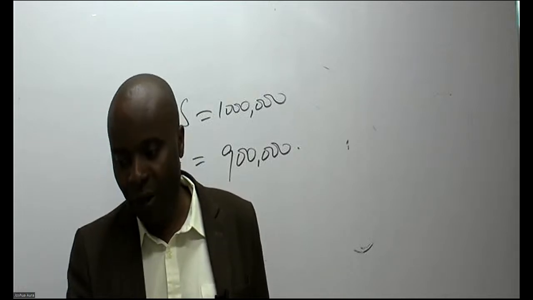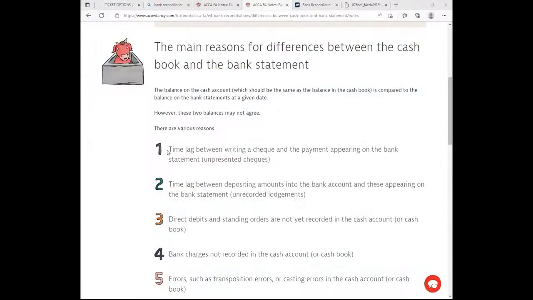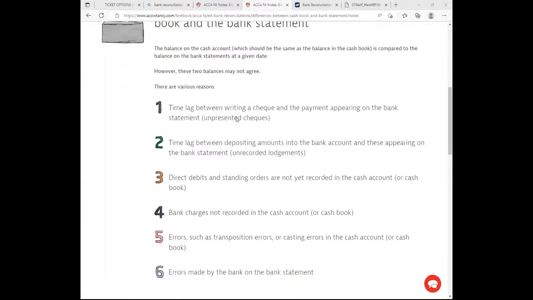What we are told here is very important. The balance on the cash account, which should be the same as the balance in the cash book, is compared to the balance on the bank statement at a given date. However, these two balances may not agree, and there are various reasons. We have the concept of time lag between writing a check and the payment appearing on the bank statement, what we call unpresented checks. These are secrets that I'm divulging here.